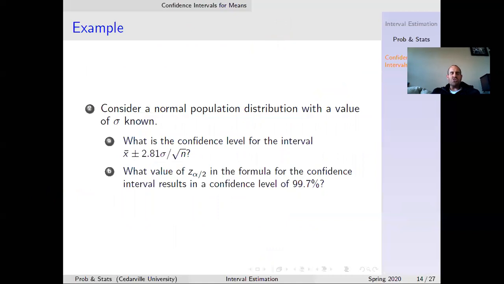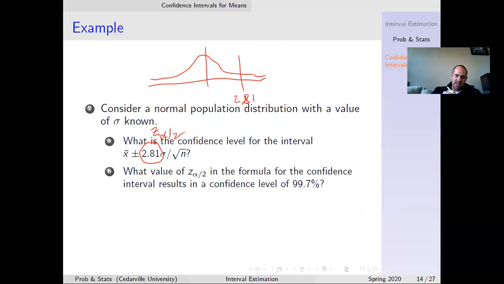Consider a normal population distribution with a value of sigma known. What is the confidence level for the interval given by that? That's the Z sub alpha over 2 thing in the formula. So I have 2.81, and down here I have negative 2.81. My question is, what confidence level do we have? Each tail is alpha over 2, and in the middle it's 1 minus alpha.